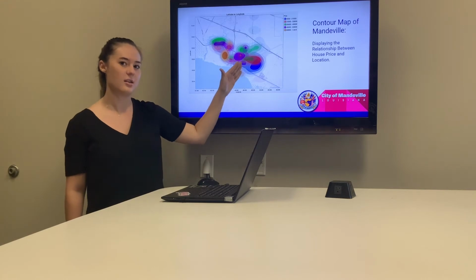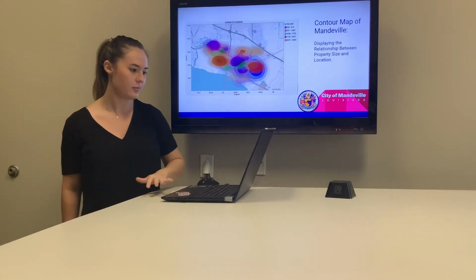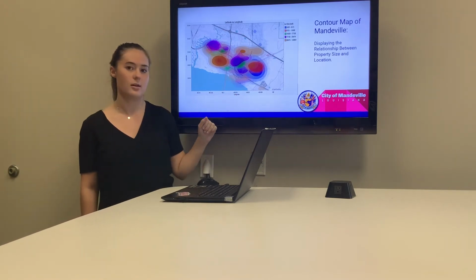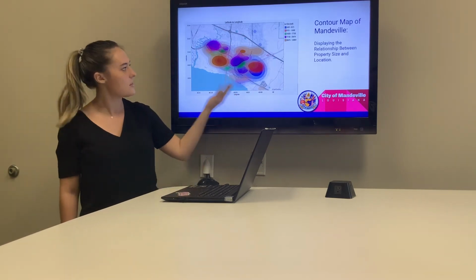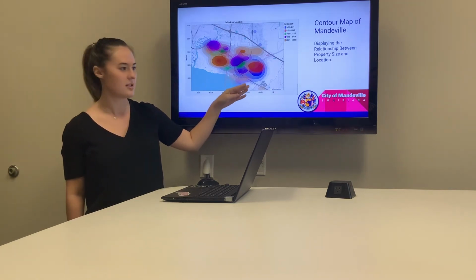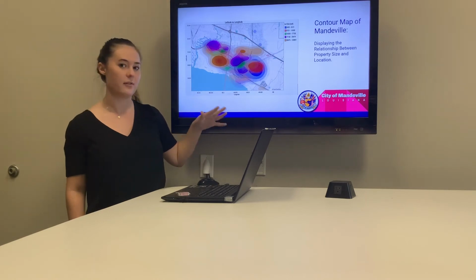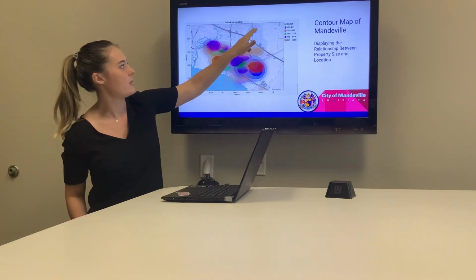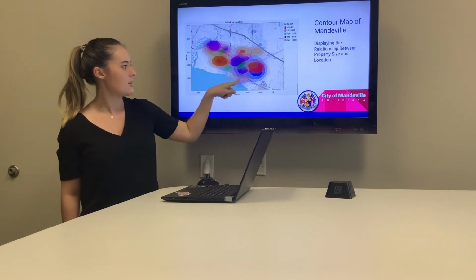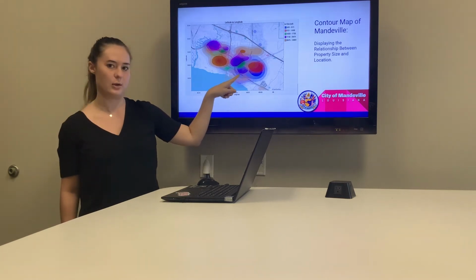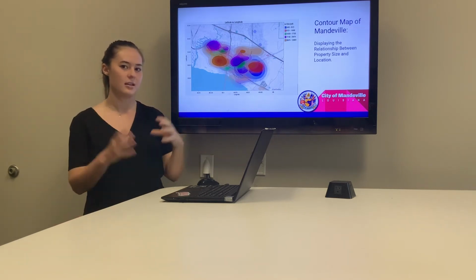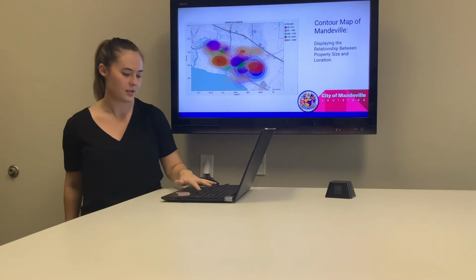In addition, this is the lot size. The larger square foot houses tend to be west, and the smaller square foot homes tend to fall east. With a couple of outliers, you can see a little bit of blue over here and over here as well, with lighter shades of contouring over here. That depicts the data that wasn't really clustered together with the rest of the housing prices.